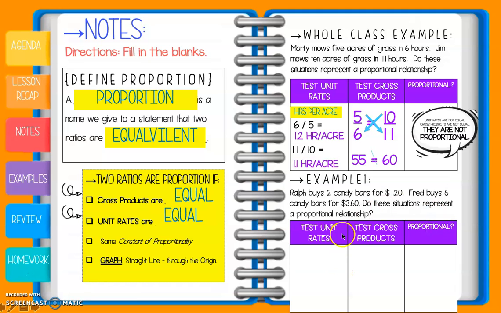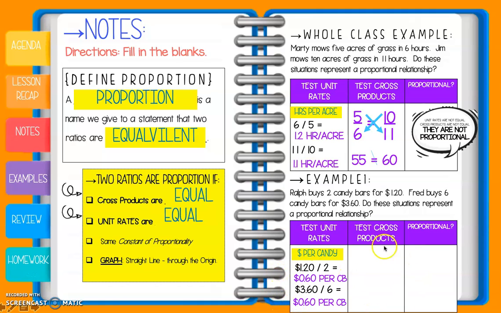Okay, so for our unit rates, we're going to start by writing the rate in words, and in this case, it's going to be price per candy bar. Okay, so price per candy bar. For Ralph, his division problem is going to be $1.20 divided by 2 candy bars. And when we put that into our calculator, we get that he is spending 60 cents per candy bar. Okay. Now we're going to do the same for Fred. He spent $3.60 divided by 6 candy bars, and we get that he spent 60 cents per candy bar. So if we see here, they both have the same unit rate.